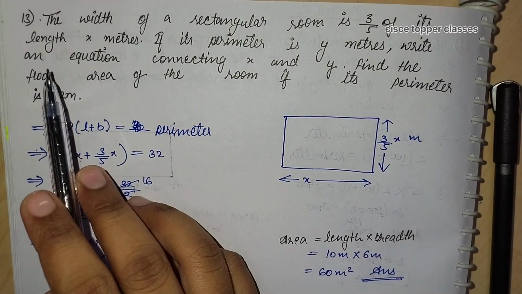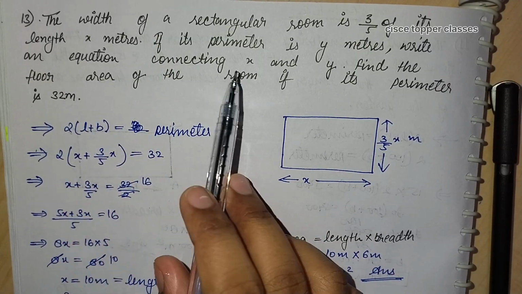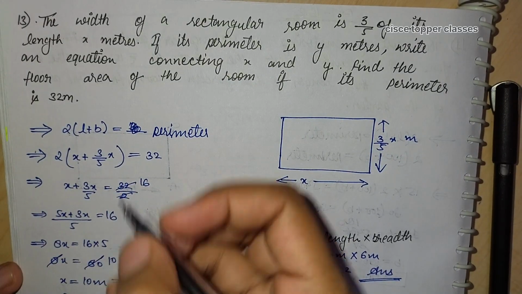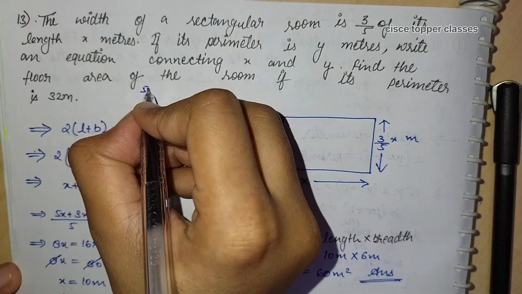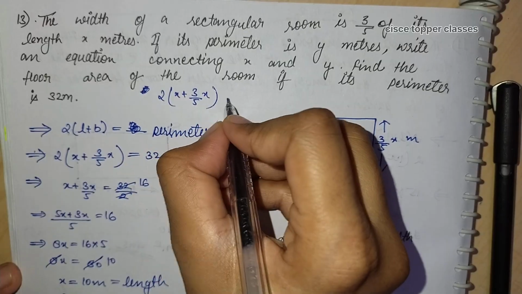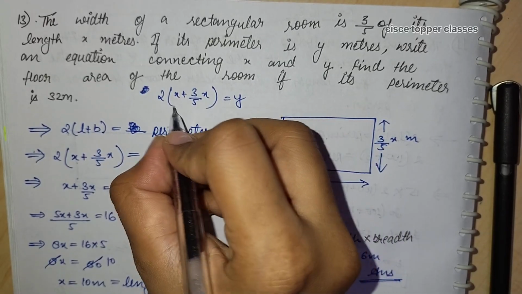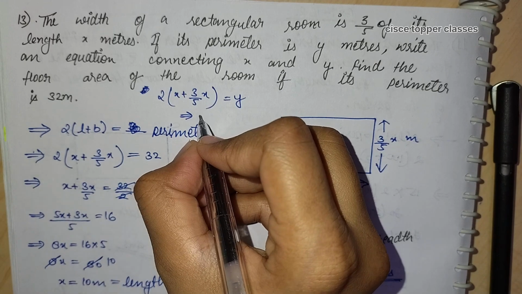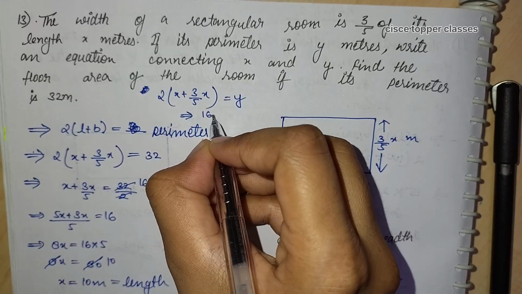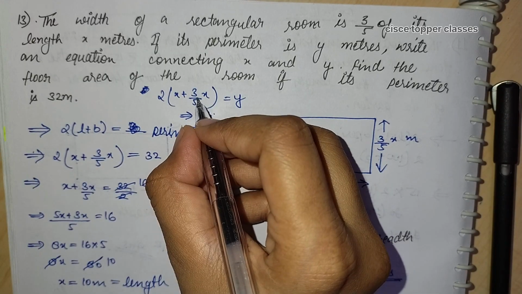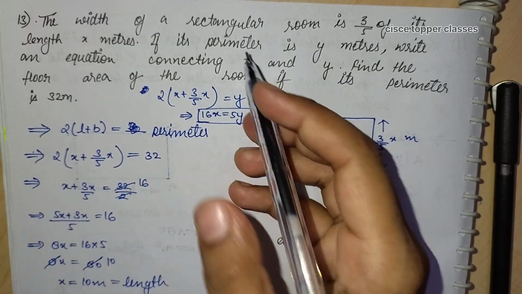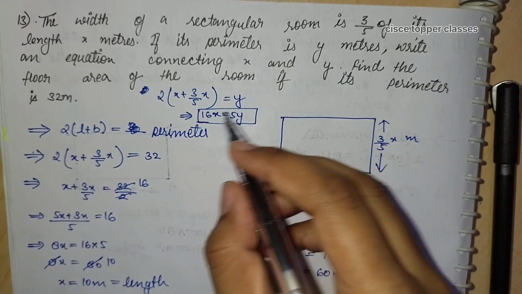In this question we also have to find the equation connecting x and y. So here we can write the equation, putting all these values, as 2 times x plus 3 by 5 x. The perimeter we have to let as y. On solving this part, we will get 5x plus 3x as 8x, and 8x into 2 will be 16x. So 16x is equal to 5y. So this is the equation formed as a relation between x and y. So this is the final.